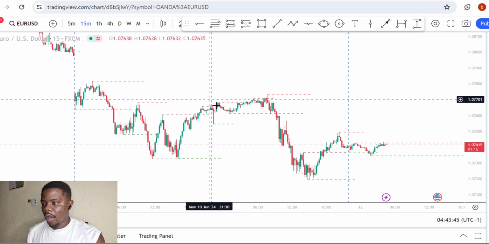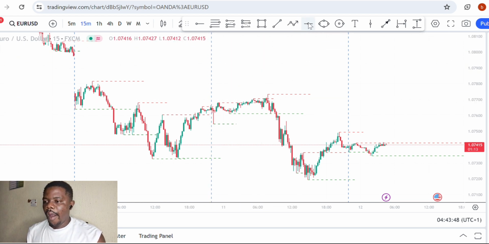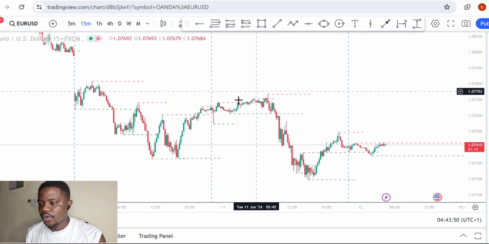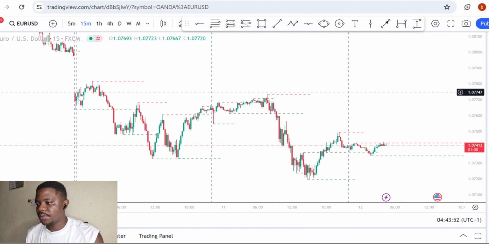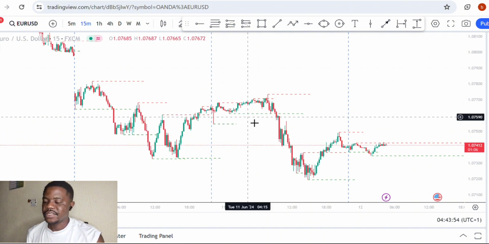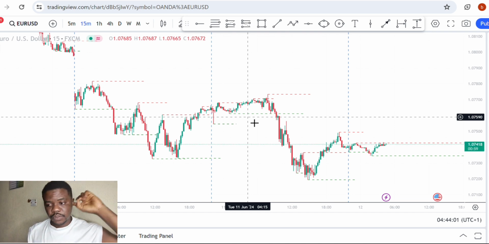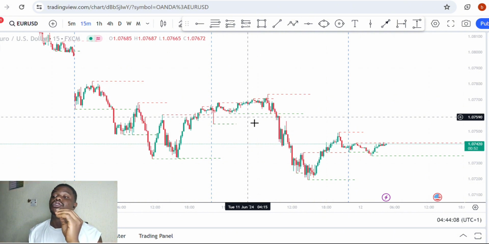All these vertical lines on the screen here, those are session breaks. They help you determine the close of a day and the open of a new day. I don't know if you understand me, but they help you determine the close of the day and the open of a new day. So you want to have it on your chart so you know the trading range of yesterday and how likely price could cover the trading range of today.